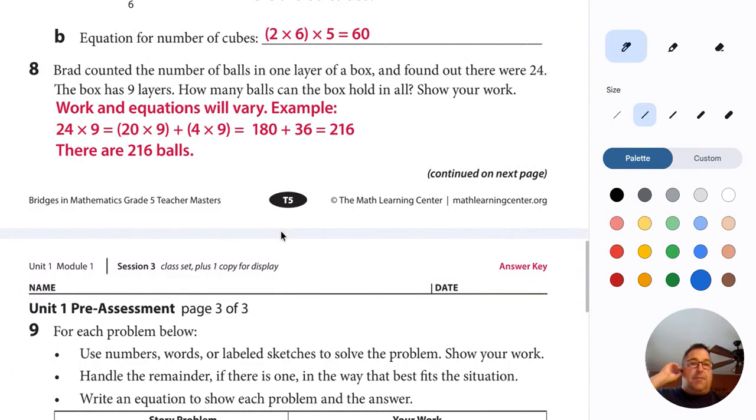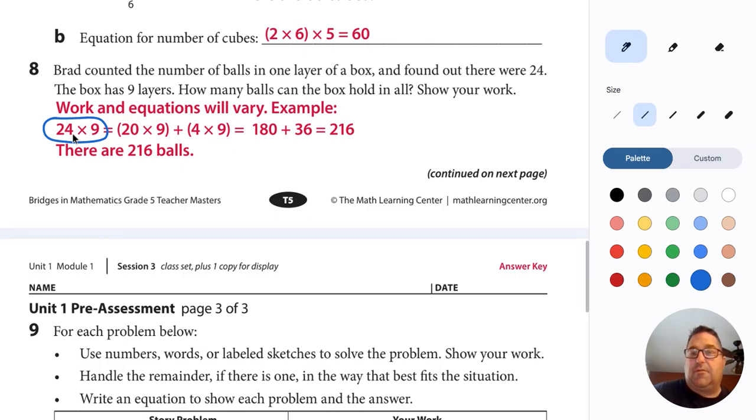All right, Brad counted the number of balls in one layer of his box. There were 24. Now the box has 9 layers, so I got 9 groups of 24. How many balls can fit inside this box? So what we really need to do is 24 times 9, and we can break that up however you want to.